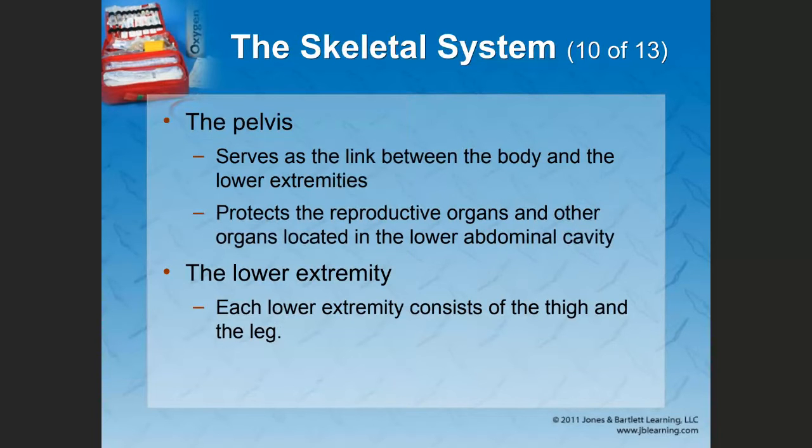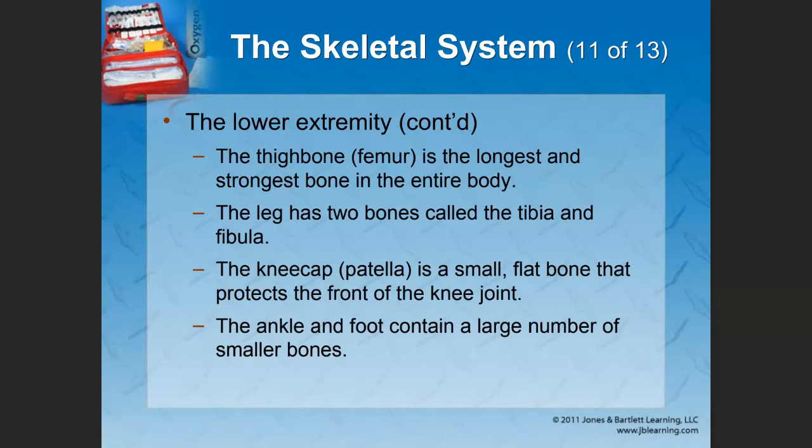All right. Now, the pelvis serves as the link between the body and the lower extremities. It protects the reproductive organs and other organs located in the lower abdominal cavity. The lower extremity: each lower extremity consists of the thigh and the leg. And we're going to look at the breakdown for that.